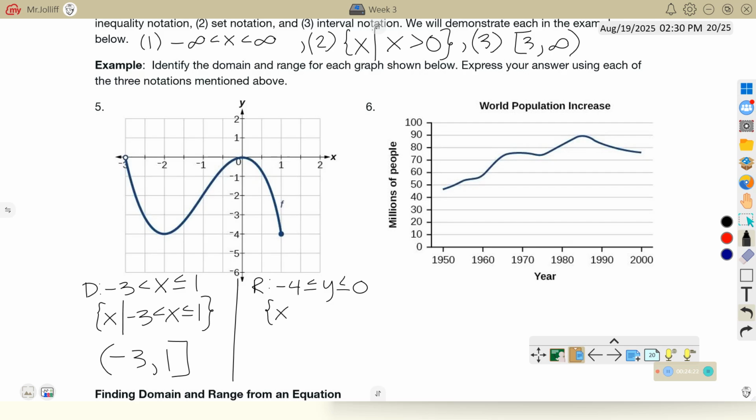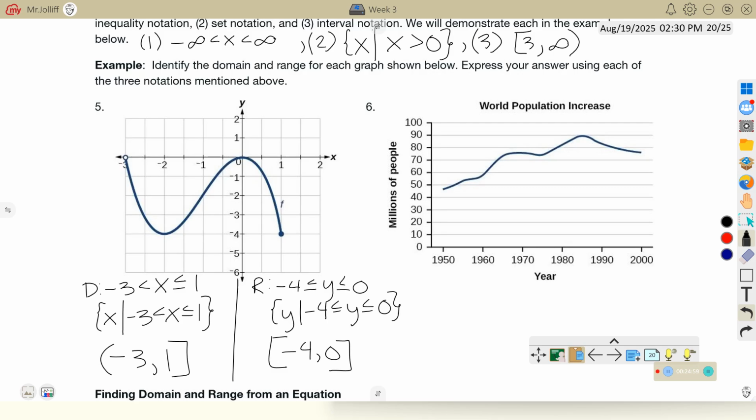I know set builder, it's x such that, or not x, oh, Mr. J, y such that y is between -4 and 0. I know for interval notation, my numbers are -4 and 0. I just have to ask myself what type of brackets. Round or square? Square. Very good. On both sides, because both -4 and 0 are included.